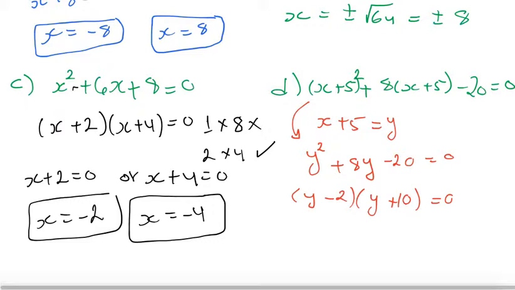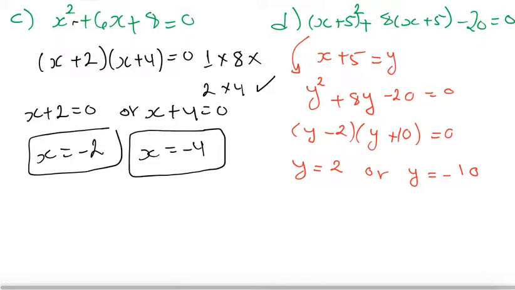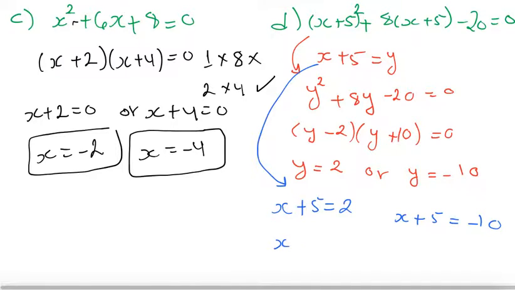Okay, so at the end of the day, you end up with two y's, either y equals 2 or y equals minus 10. However, that's not the final answer though, because you did not have y in the main equation, you had x plus 5. So I'm going to go ahead and return from here again y equal x plus 5. That's x plus 5 equals 2, or x plus 5 equals to minus 10. And to answer that, you have x equal 2 minus 5 is minus 3. And here, minus 10 minus 5 is minus 15.